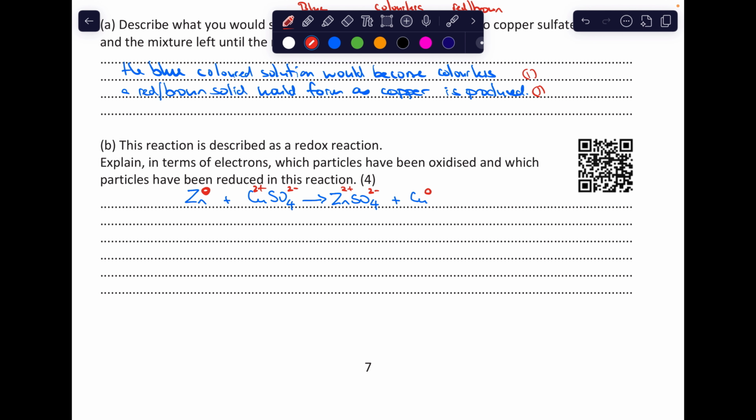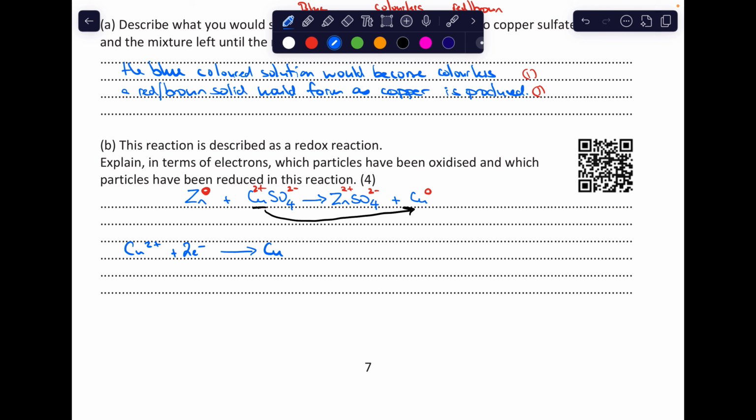So if we have a look at what's changed in here, let's work first of all with the copper. So the copper has gone from here, where it's a 2+, to copper with no charge. So let's just write that down. So the Cu2+ has become a copper atom with no charge. So how do I take a positive ion and make it become a neutral atom? I have got to add electrons, and because it's 2+, I've got to add 2 electrons.